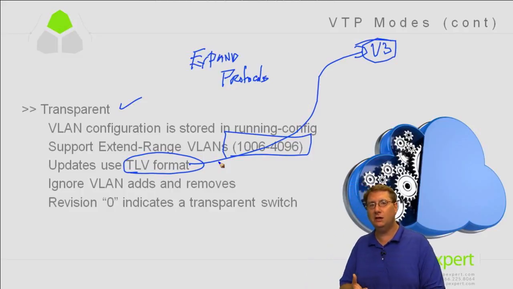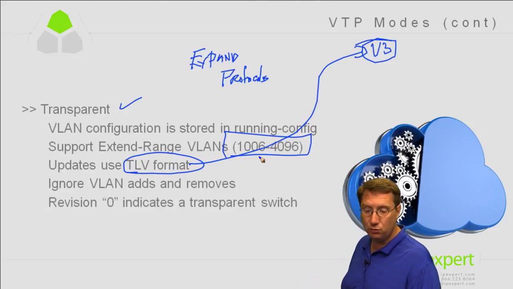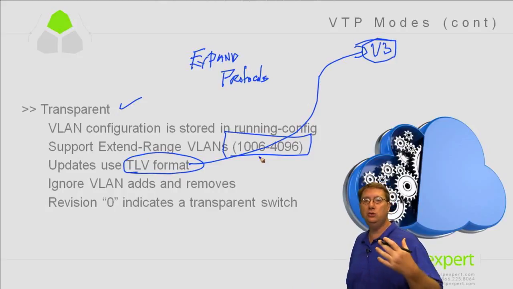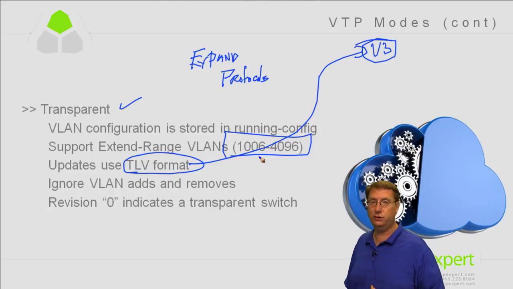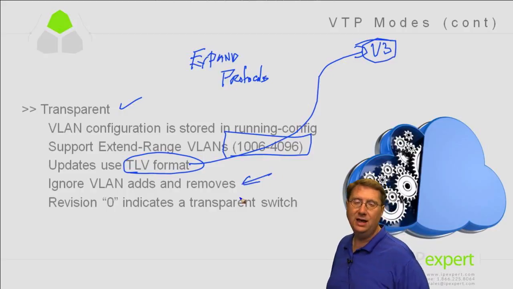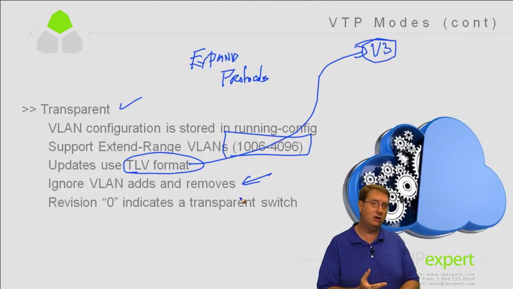Remember, I said servers and clients store their database in flash. A transparent switch stores its database in the running configuration. If you do show run, you'll be able to see your VLANs. If you do show run on a client or on a server, you're not going to be able to. Now, the other part of this is that we can create VLANs and they're not going to be propagated.